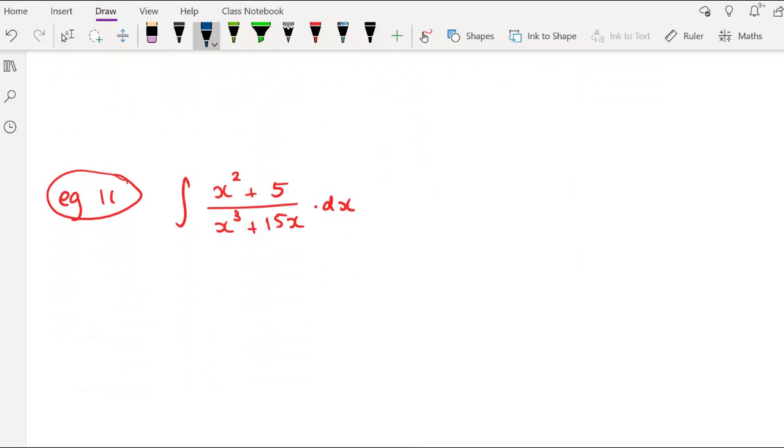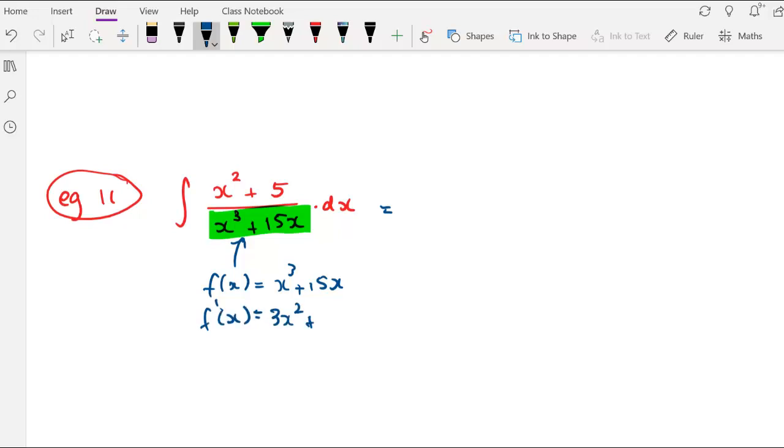This next one's a little bit more complex, but we can still see that there's a relationship here. This here is the original function, so we can say that this is f of x, right? So f of x is x cubed plus 15x. F dash of x would therefore be 3x squared plus 15. Now you should be able to see that this is then 1/3 of f dash of x.